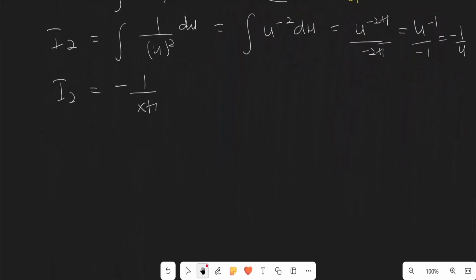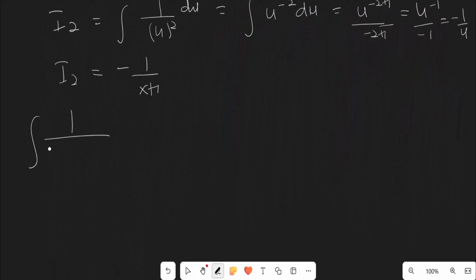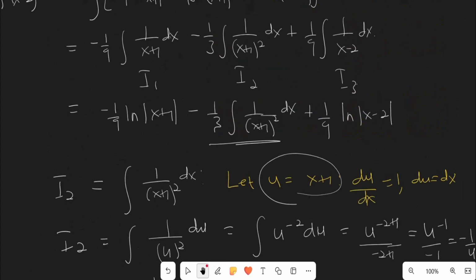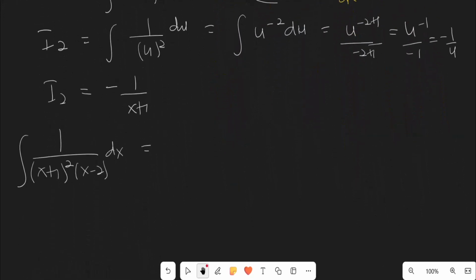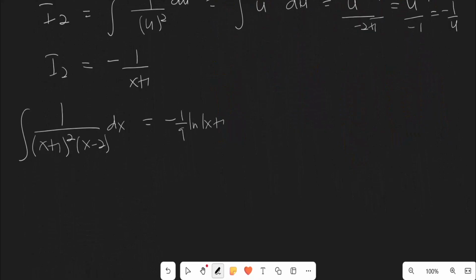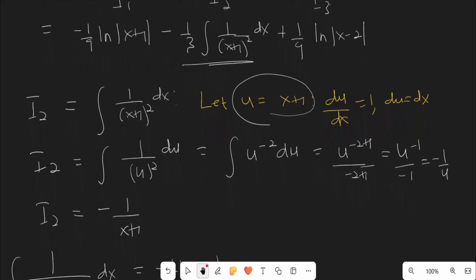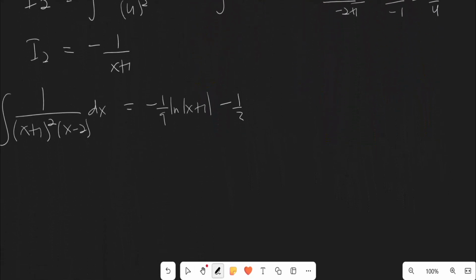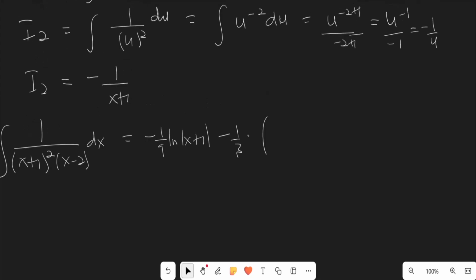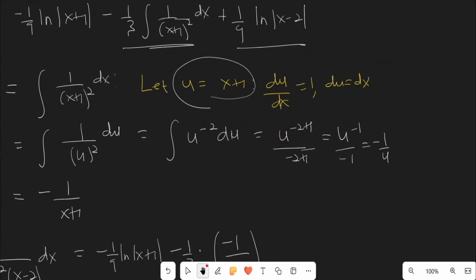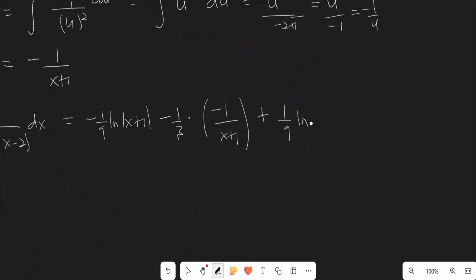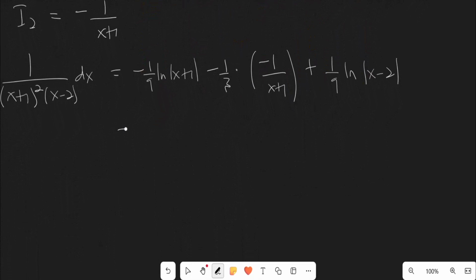Now, our original integral, which we are asked to find, 1 all over (x plus 1) squared times (x minus 2) dx is equal to I1. I1 is negative 1 over 9 natural log of x plus 1. Minus 1 over 3 times the integral of I2. Minus 1 over 3 I2, this was the value of the integral, negative 1 over x plus 1. And then I3, that is plus 1 over 9 natural log of x minus 2. Let's simplify this and put our plus c.